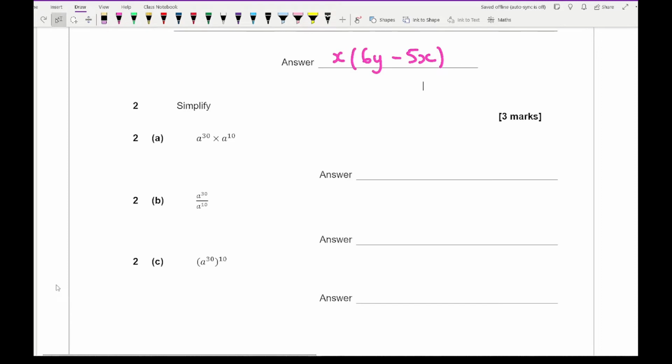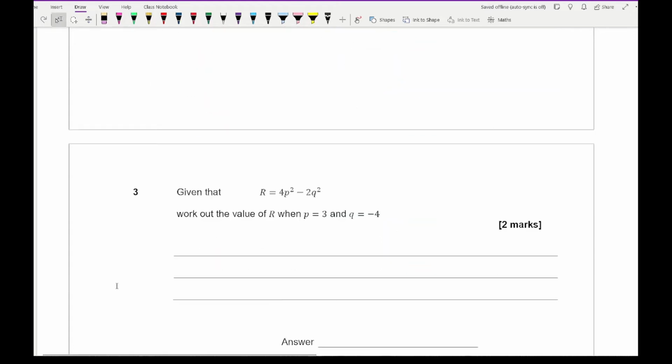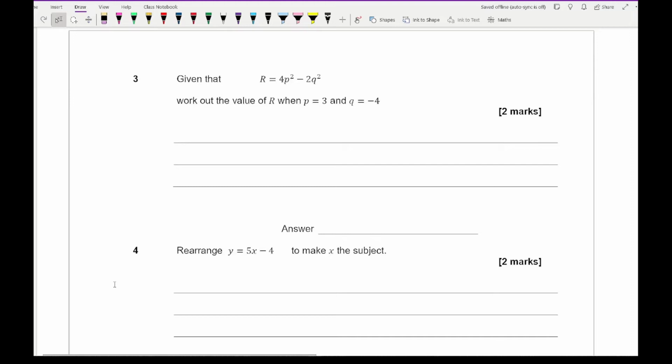Moving on to question 2, so we move on to indices. So when we are multiplying, what do we do to the powers? Well, we add them. So this is going to be a to the power of 40. Now it's really important that you do make sure that your 40 does look like a power, not a 40. Then with question B, we're dividing. So what do we do to the powers? So here we take away. So it's going to be 30 take away 10, which is 20. Then when we've got brackets, what do we do to the powers? Well, we multiply them. Then that's then going to be a to the power of 30 times 10, which is 300.